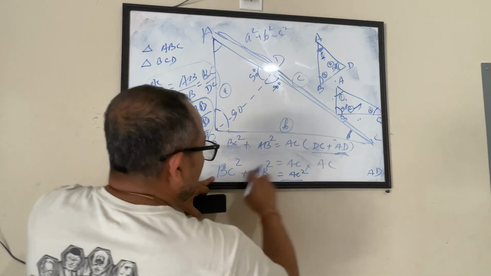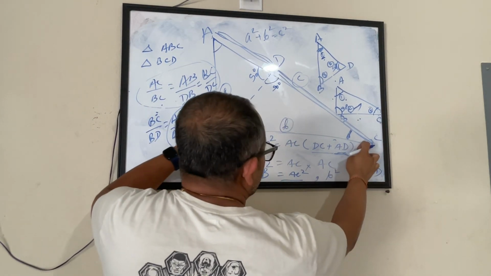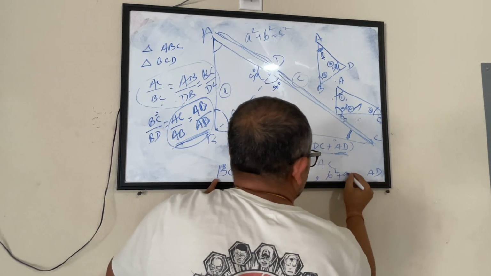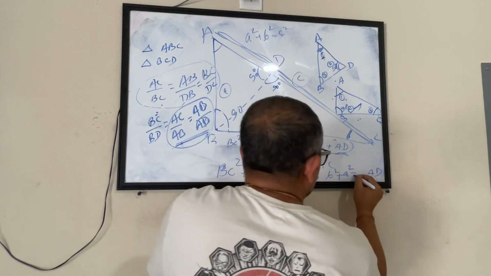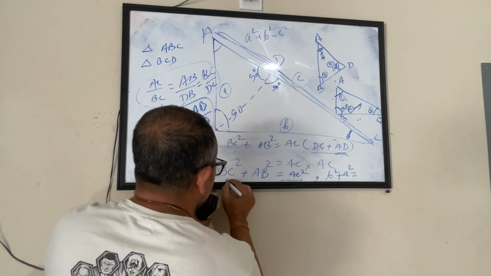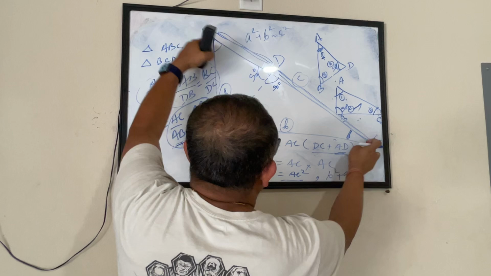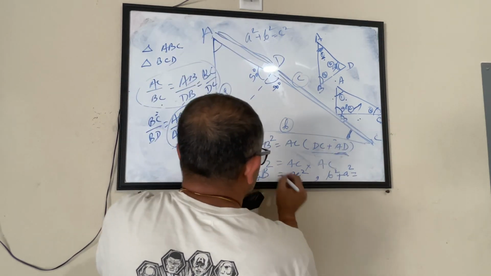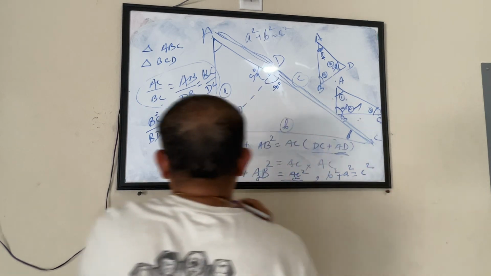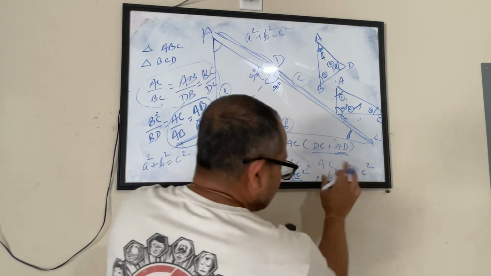Now BC squared is what? BC squared is B squared. We are giving this a name B. Plus AB squared is what? A squared. Equal to AC squared. See, this is B squared, this is A squared, and AC is what? C. AC is C. So B squared plus A squared equal to C squared, or A squared plus B squared equal to C squared. Just splitting it.